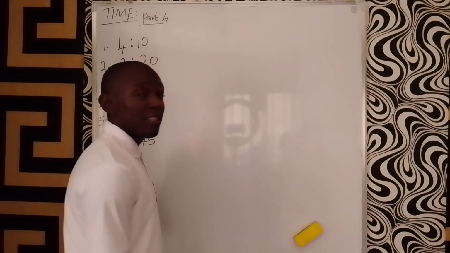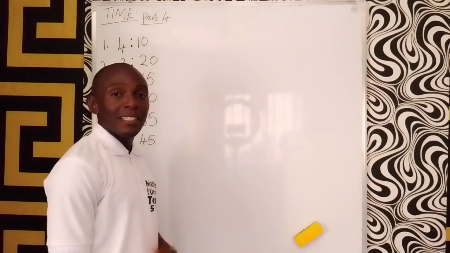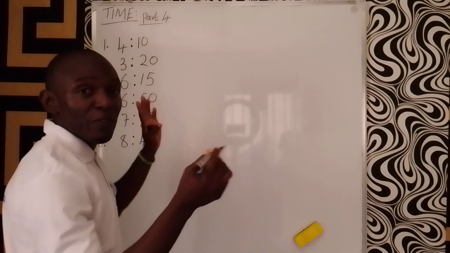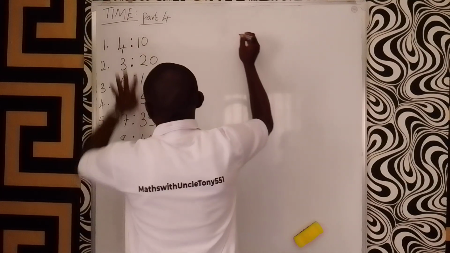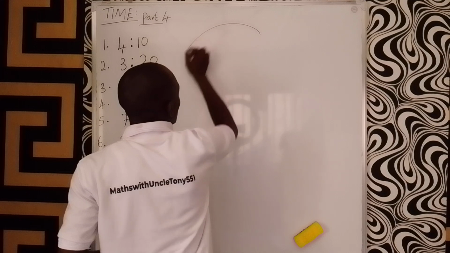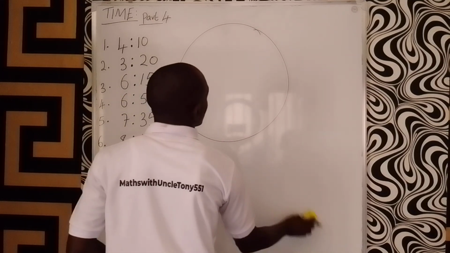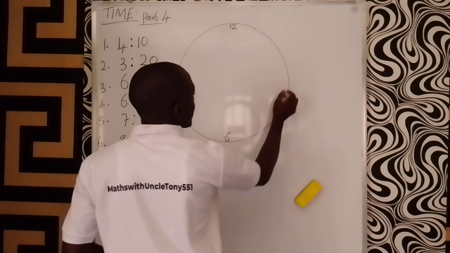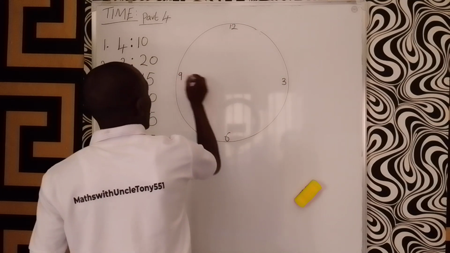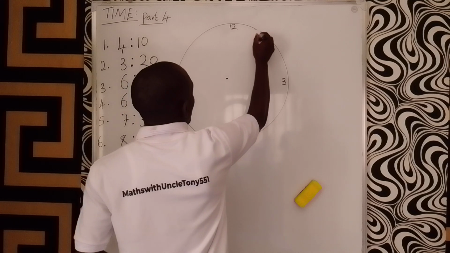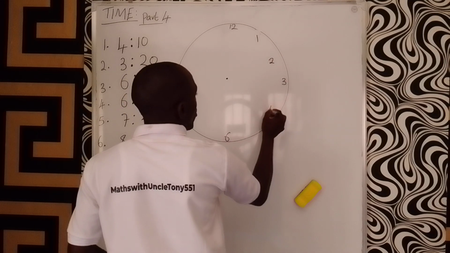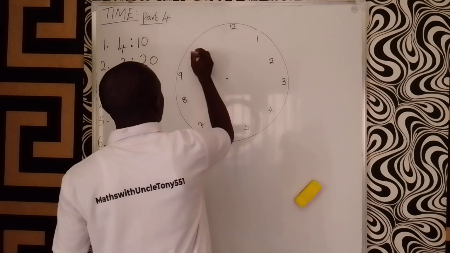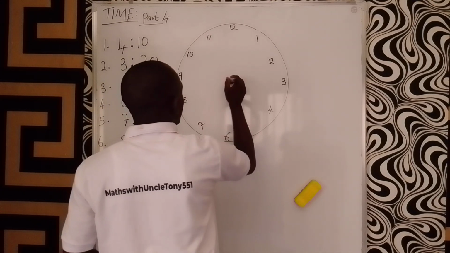Alright, we are looking at time again, part 4. And in this case, we are looking at how to tell time at different parameters given. Let's look at this one, the first one on the board. We have 12, 6, 3, 9. Then locate the middle: 1, 2, 4, 5, 7, 8, 10, 11.